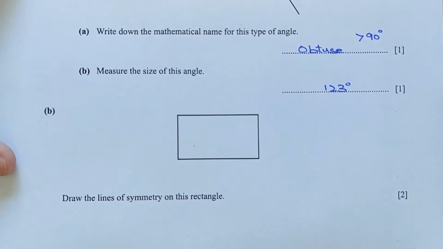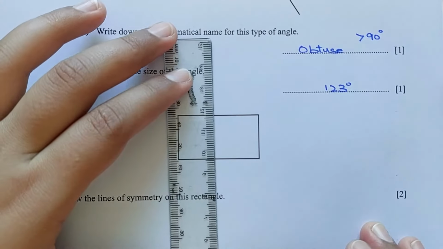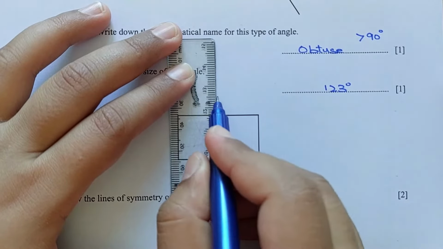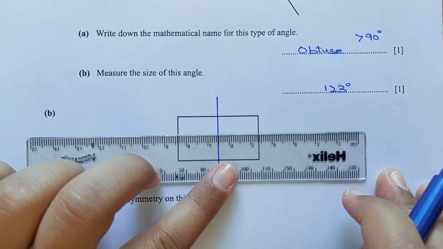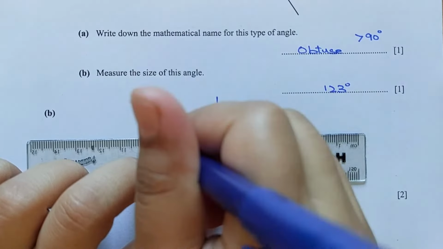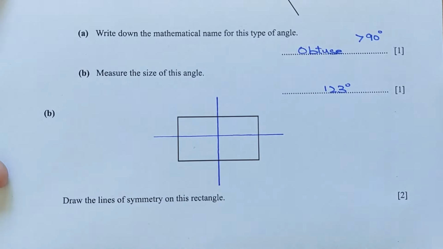Part B, draw the lines of symmetry on this rectangle. There are two lines of symmetry of a rectangle, the vertical one and the horizontal one. There are only two lines of symmetry.